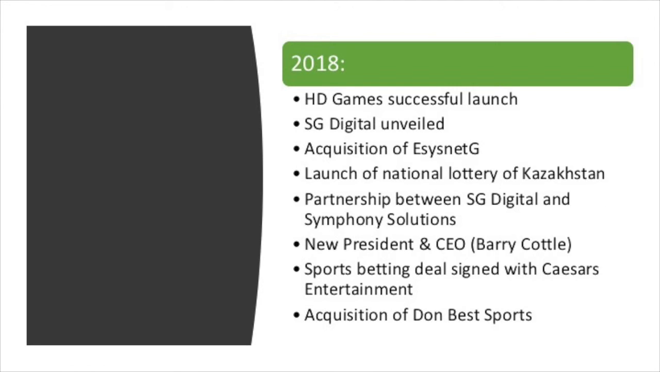In January of 2018, the next generation of lottery instant games, HD games, launched successfully in the United States. SG Digital, an unrivaled digital gaming, sports betting, and iLottery provider, was unveiled in early February. In late February, Scientific Games acquired eSysNet-G, a video bingo content studio, and 2 days later, Scientific Games reported its 4th straight quarterly loss. In early March of 2018, the company began making moves to accelerate global product strategy by announcing new Scientific Games digital leadership appointments.